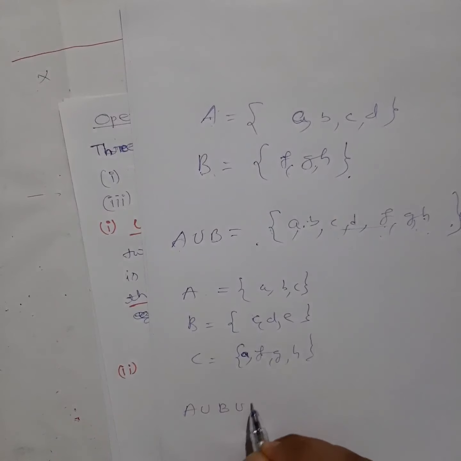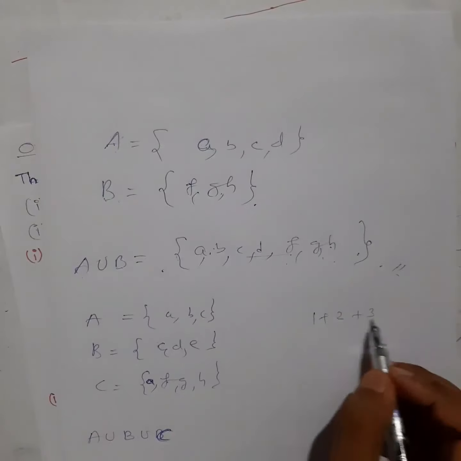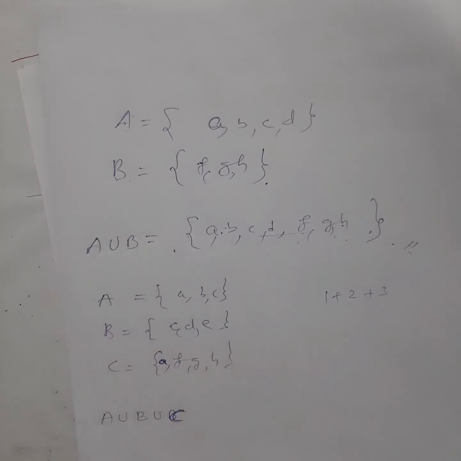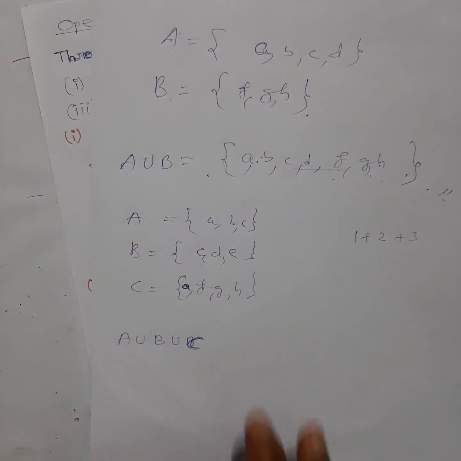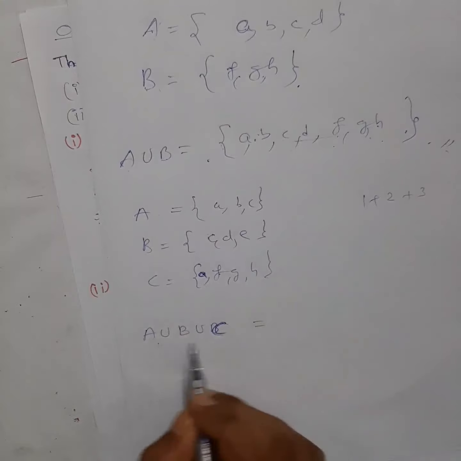A union B union C. Like for example 1 plus 2 plus 3, you can do an operation between 3 elements also, right? So in sets also you can do the operation on any number of sets. So if I do the operation between 3 sets, what will be the outcome of this one?